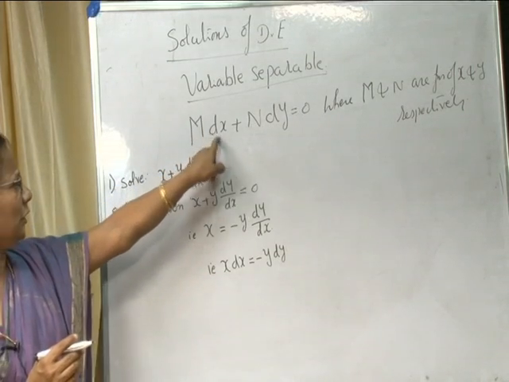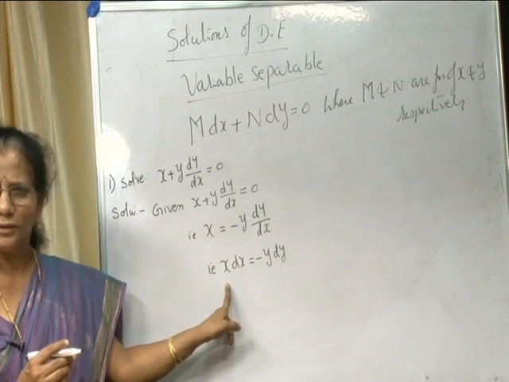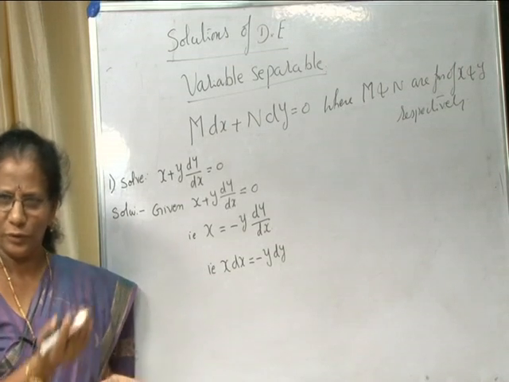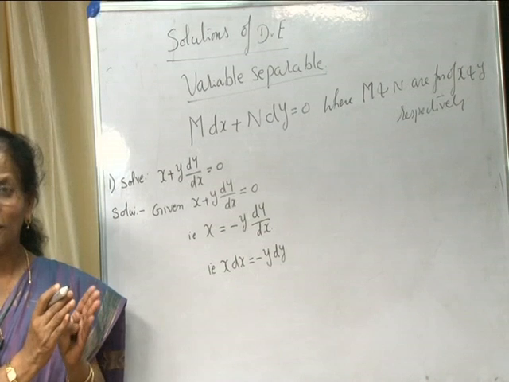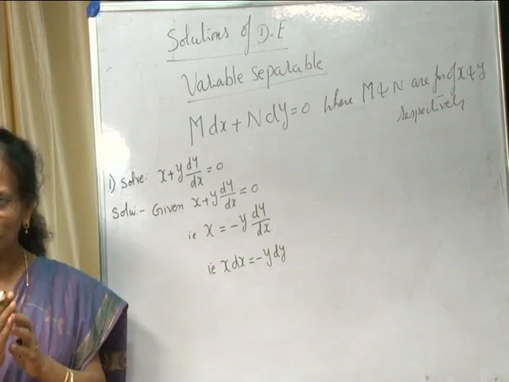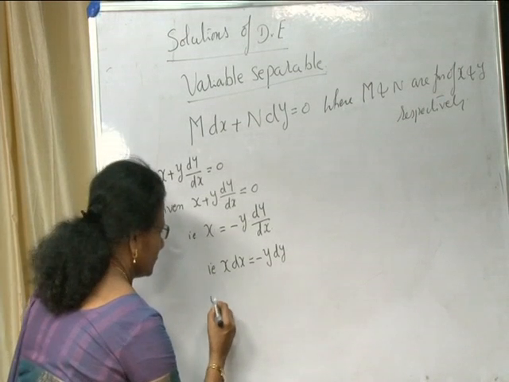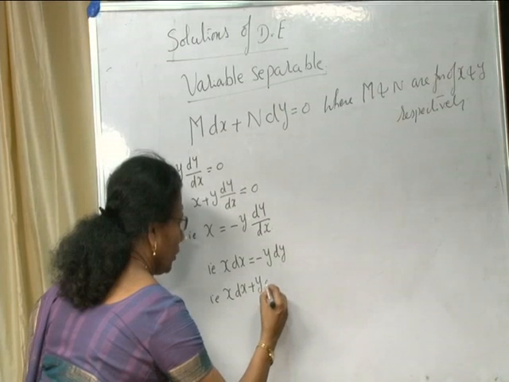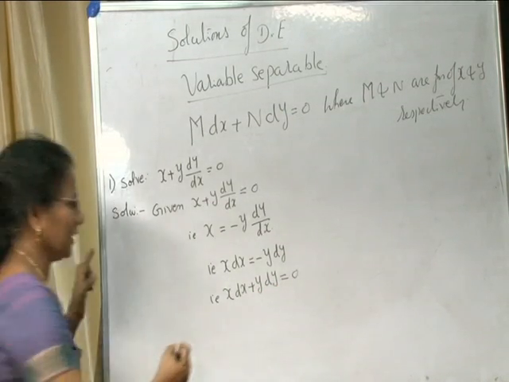See that m dx plus n dy is equal to 0. See, m dx is equal to minus n dy. If you take this to the other side, it becomes plus, whether it is plus or minus, but we have to make a group, x along with dx, y with dy. That is x dx plus y dy is equal to 0. Integrate both the sides.